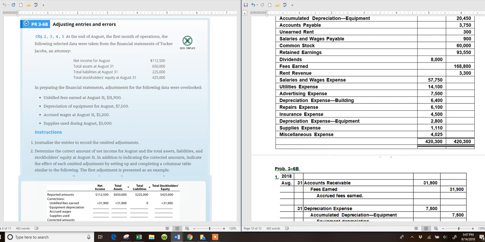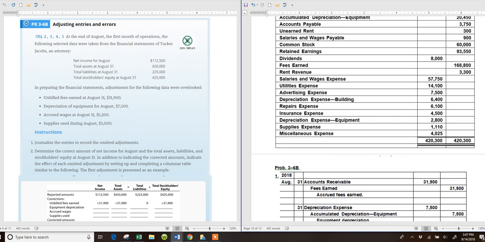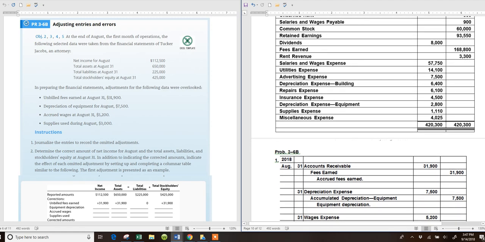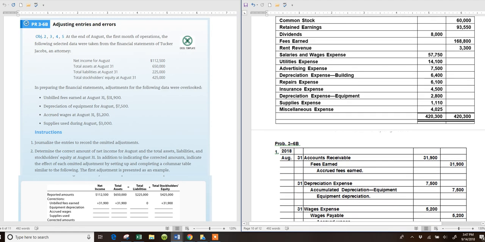Accrued wages at August 31st are $5,200. Accrued wages are wages we owe people, so accrued means accumulate. So our employees have earned some wages, but I haven't yet paid for them as of August 31st because maybe I only pay every Friday and August 31st falls on a Tuesday. So for whatever reason, we haven't yet paid them. So wages are a cost of doing business, so that's an expense. So I debit wages expense. And I haven't yet paid them, so I credit wages payable.